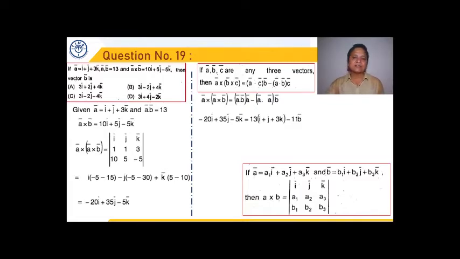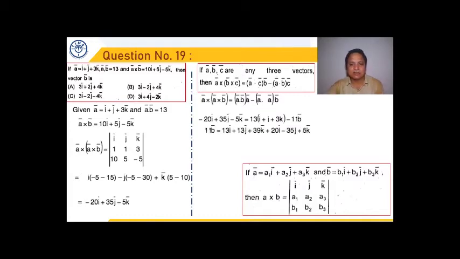This becomes the left hand side is equal to 13 times (i plus j plus 3k). That is, we put the A dot B value in, times vector A, minus A dot A, which is modulus of A square, that is 9 plus 1 plus 1. A vector is i plus j plus 3k, so modulus of A square is 11, times B vector. Now from this equation we will find the value of B vector.